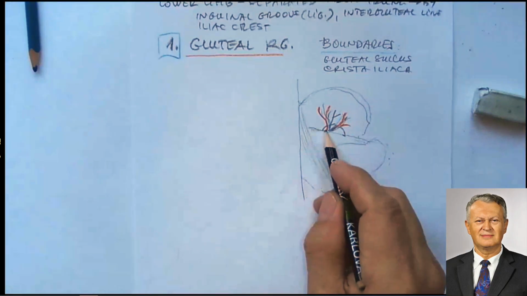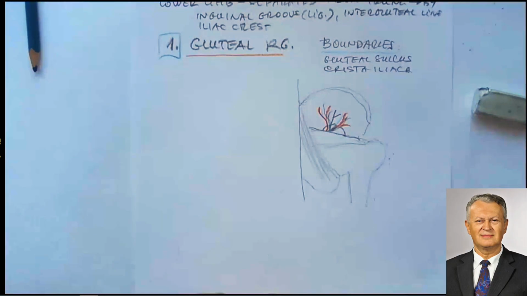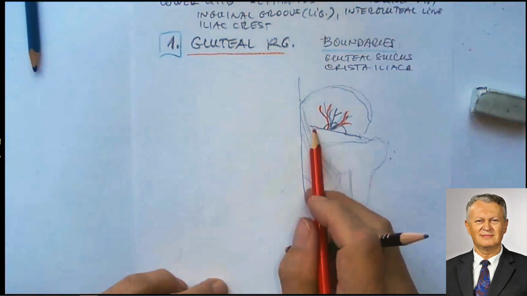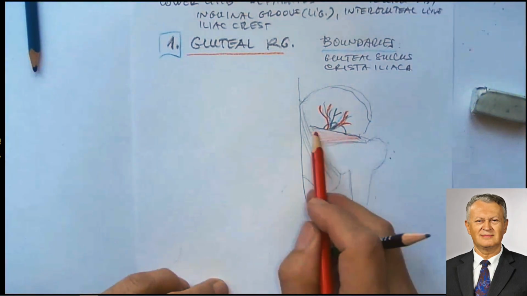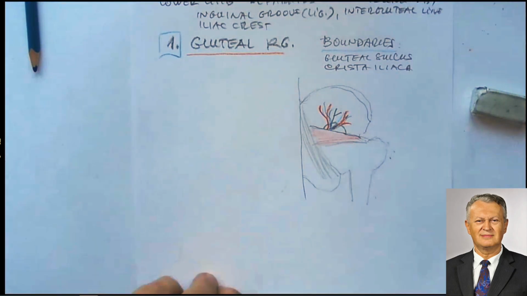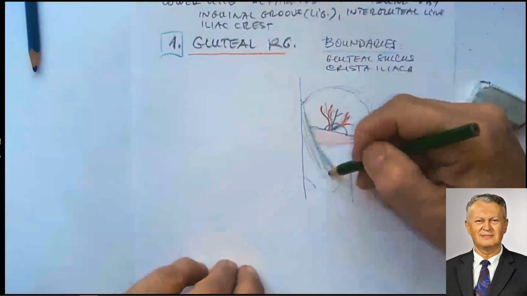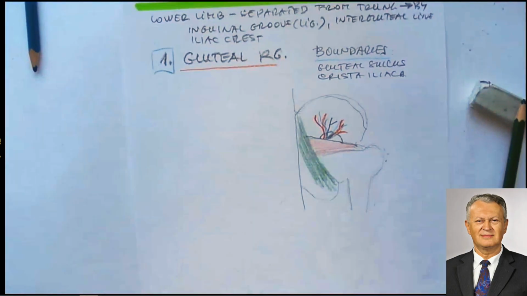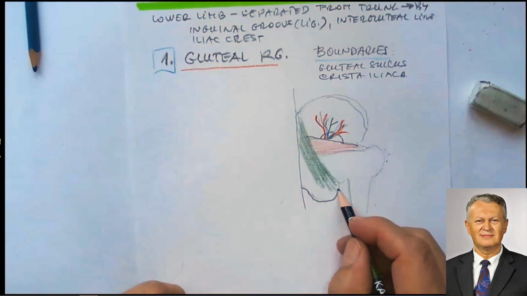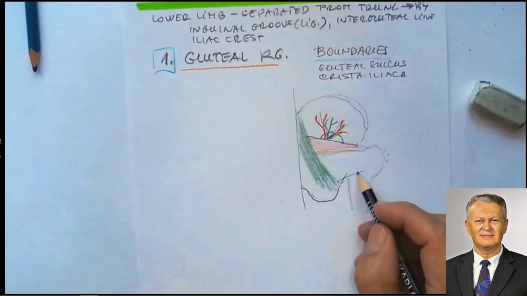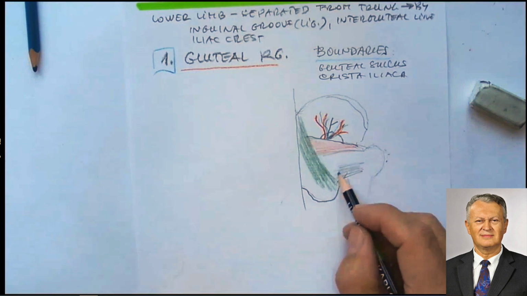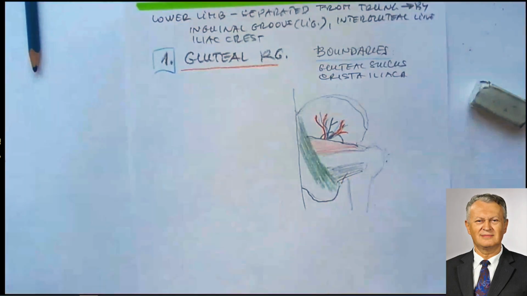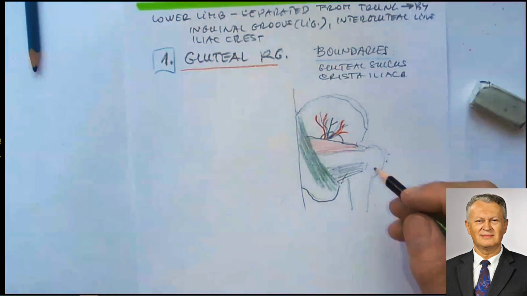Then piriformis in light red, passing over the space. The sacrotuberous ligament in light green, descending. That part is called tuber ischiadicum, the ischial tuberosity. Then here would be also the quadratus femoris, just to show that the nerve passes over.